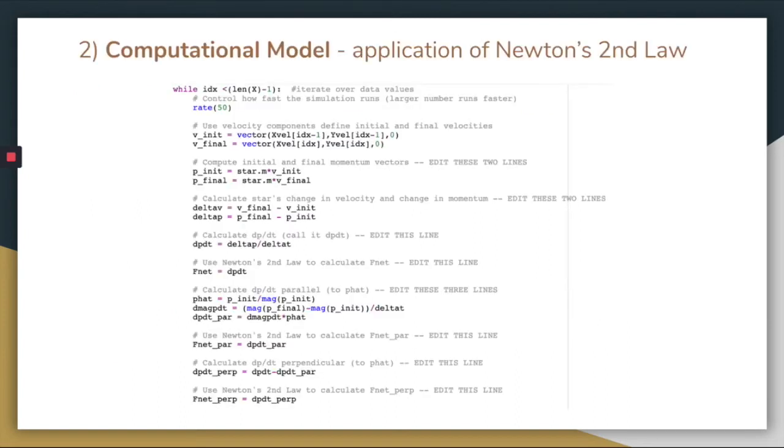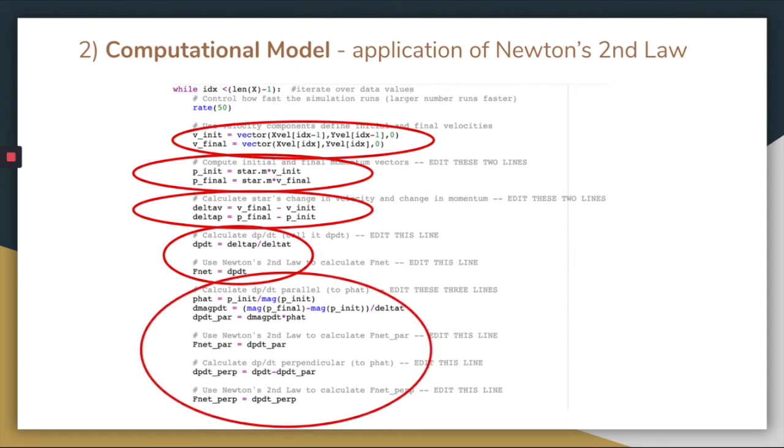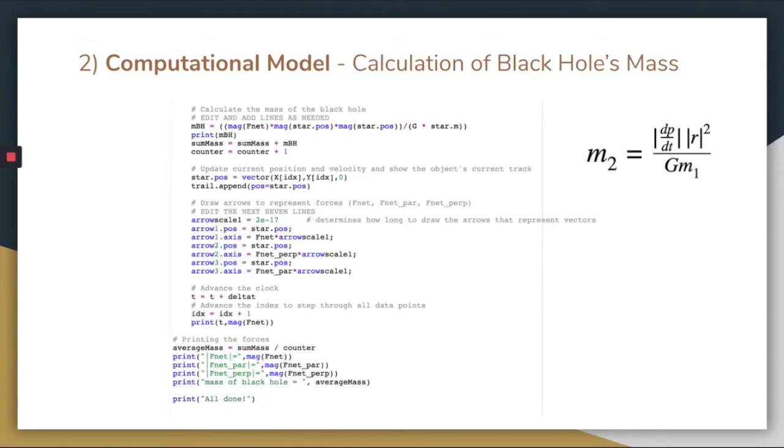Now here I'll explain how I applied Newton's second law to my model. Firstly, I pulled the velocity data from the x-vel and y-vel lists. Then I found the initial and final momentums and used this along with the initial and final velocities to find the change in momentum and velocity respectively. I then found an approximation for dp/dt and set this equal to F net as per Newton's second law. And then finally, I used some simple vector calculations in algebra to find the parallel and perpendicular components of F net and dp/dt. To calculate the mass of the black hole, I applied this formula as seen here.